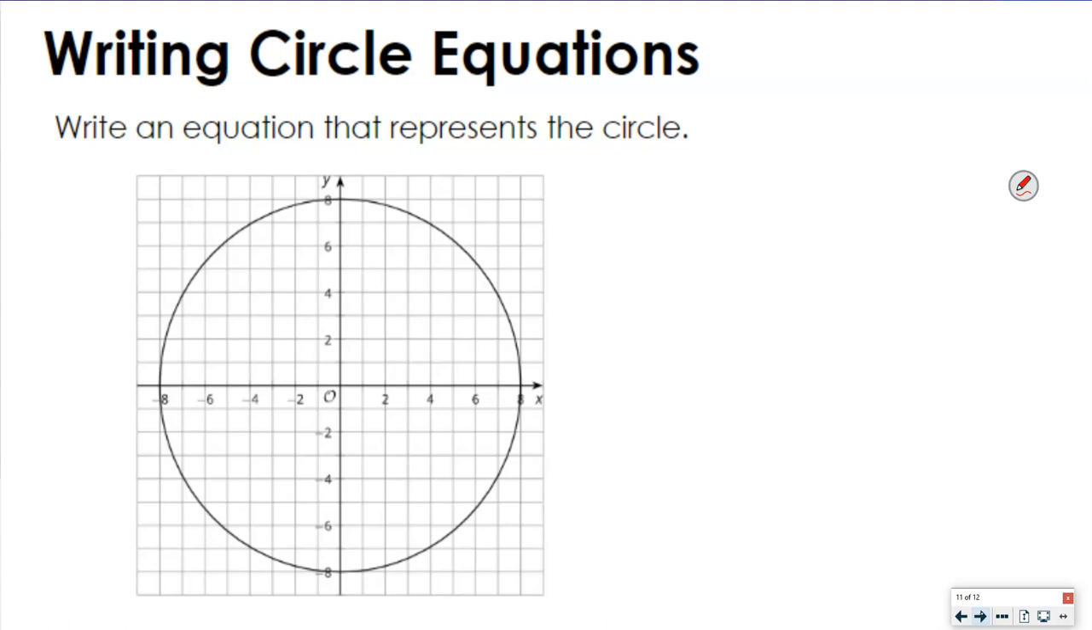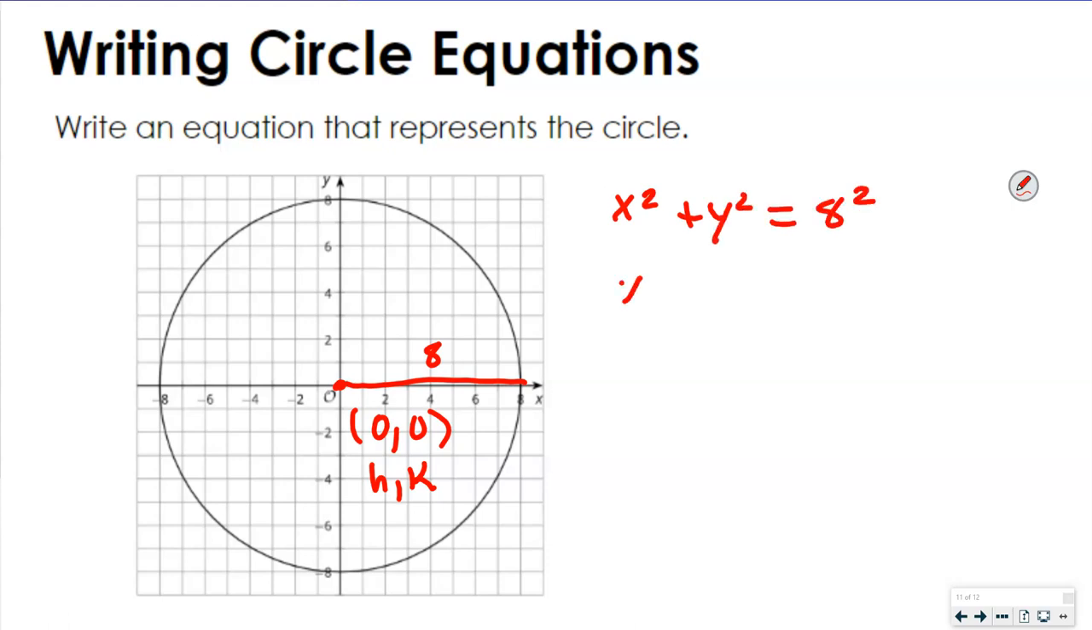All right, so if I count this, this is 8, so our radius is 8, and notice where our center is this time. Our center's at (0, 0), so this is our h and our k. So this is going to be x squared, because there's no h, plus y squared, because there's no k, equals 8 squared. So this is going to be x² + y² = 64.